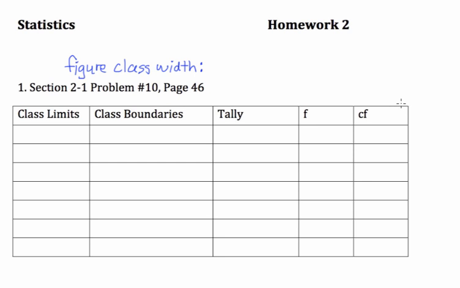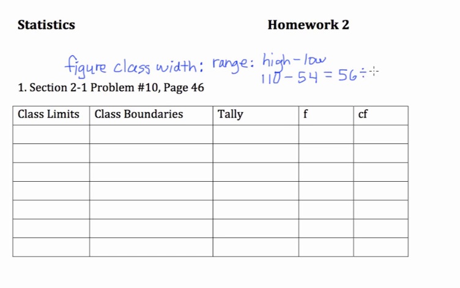Problem number 10. Our first step is to figure the class width. To find the class width, you need to figure out the range and divide by the number of classes. Range is high value minus low value. Our high value was 110. Our low value is 54. So our range is 56.